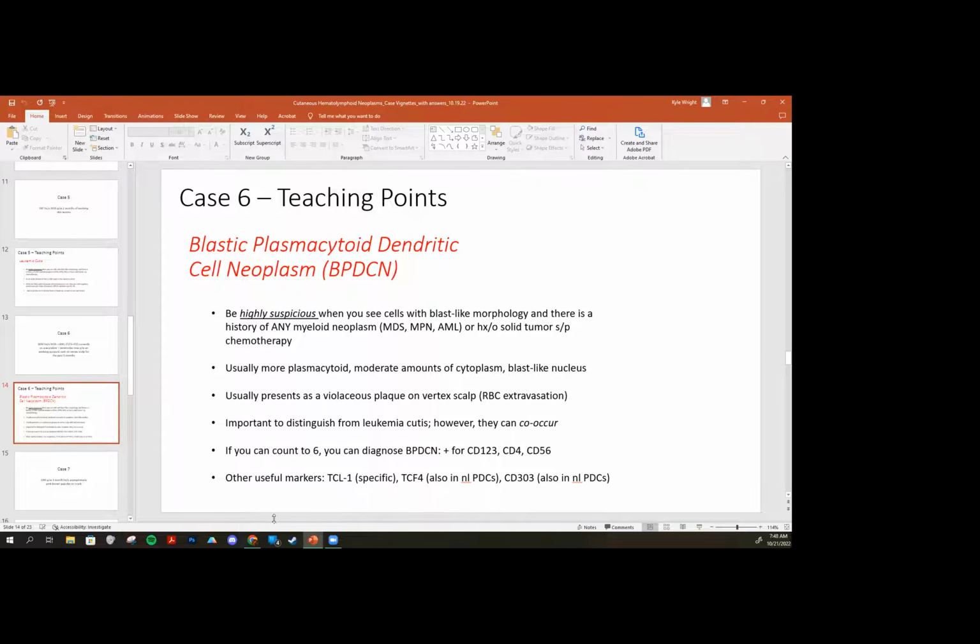There are other useful markers that we utilize, including TCL1, which is fairly specific for BPDCN. Outside of it, it's only seen in really much one other neoplasm in our hands, T prolymphocytic leukemia/lymphoma, TPLL. We also use TCF4, maybe sometimes CD303. These are markers for dendritic or plasmacytoid dendritic cell derivation, but they are also seen in normal PDCs. So you can't use them necessarily for diagnosis of BPDCN as a neoplasm, but rather to show that your neoplasm is of plasmacytoid dendritic cell derivation. Okay, BPDCN.